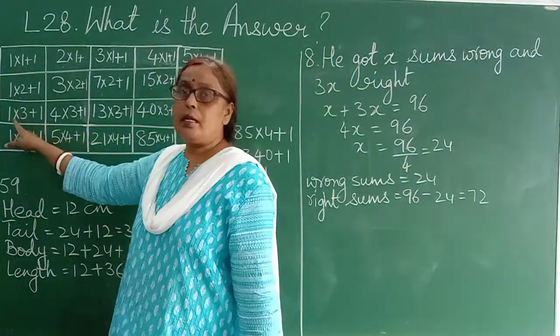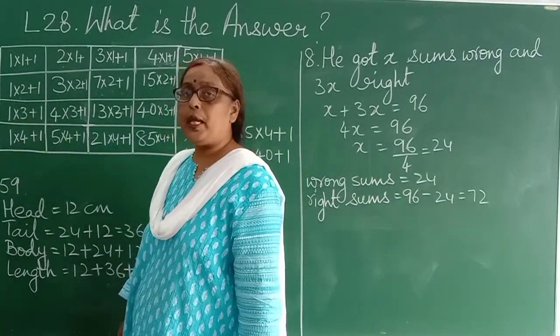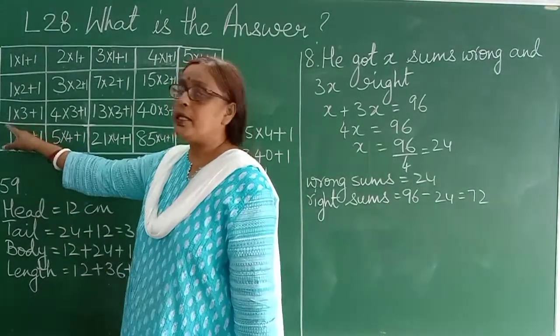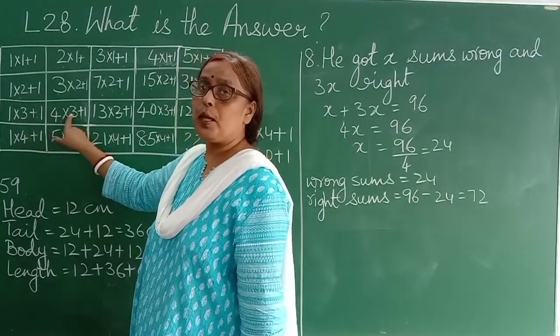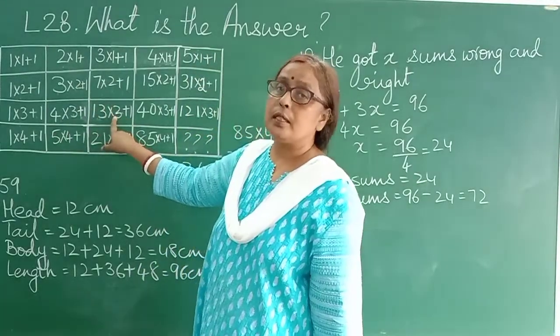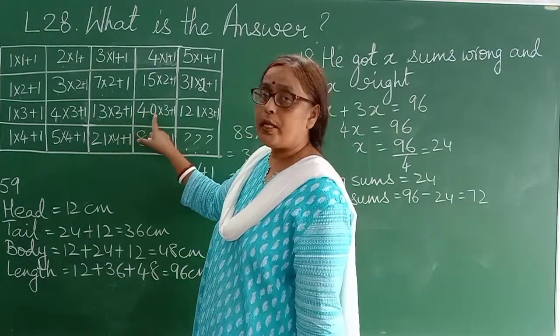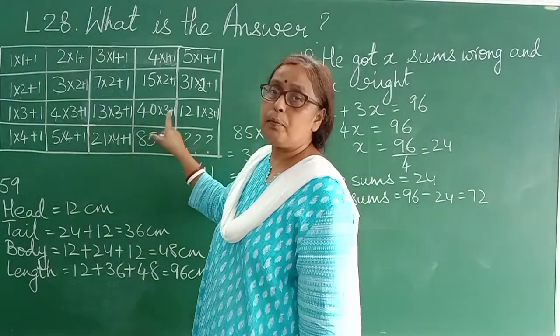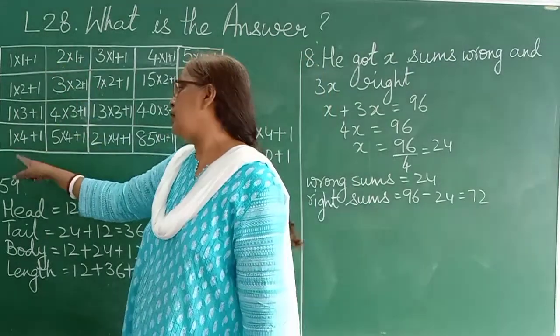Now in the third, we have to multiply with 3 and add 1. 1 into 3, 3 plus 1, 4. 4 into 3, 12 plus 1, 13. 13 into 3, 39 plus 1, 40. 40 into 3, 120 plus 1, 121. Now this applies in the whole series.